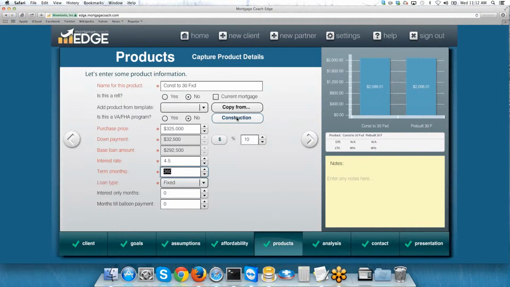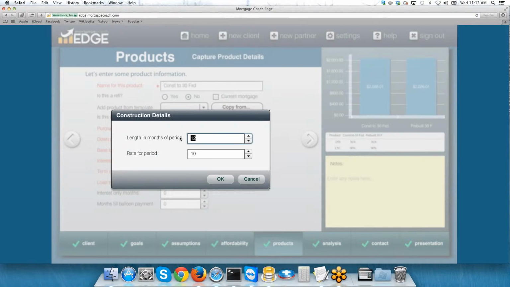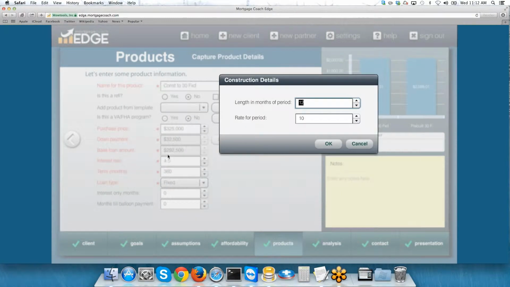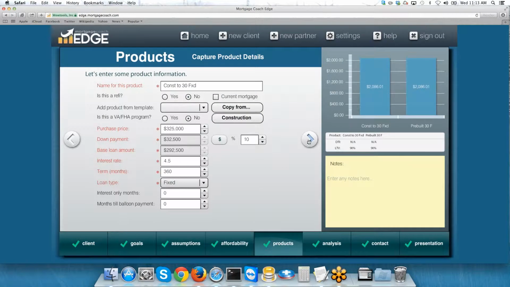But if you click on the construction button, it's also got a 12-month construction period. Now, when you do these in Edge, it's going to ask you for the length of the construction period and the rate for just that period. And oftentimes it is significantly different from the interest rate they're going to get on the mortgage itself. Now, it may not be this different, but I wanted to show you exactly what it does. Now, that's all you need to do to make this a construction loan.